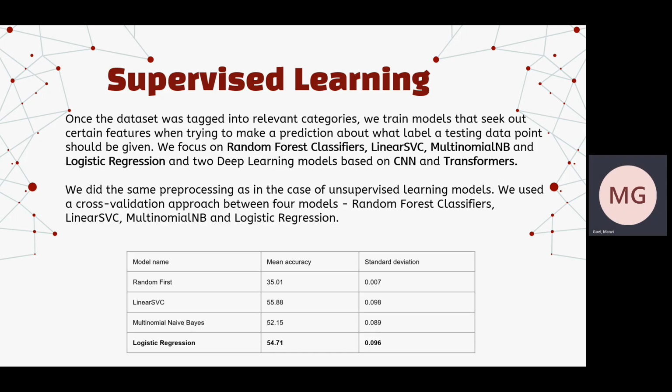To find the best performing model, we used a cross-validation approach, and we observed that logistic regression has the highest accuracy of 54.71%. To further evaluate the logistic regression model, we calculated other metrics such as balanced accuracy, top one accuracy, etc., which are elaborated on in the results section.